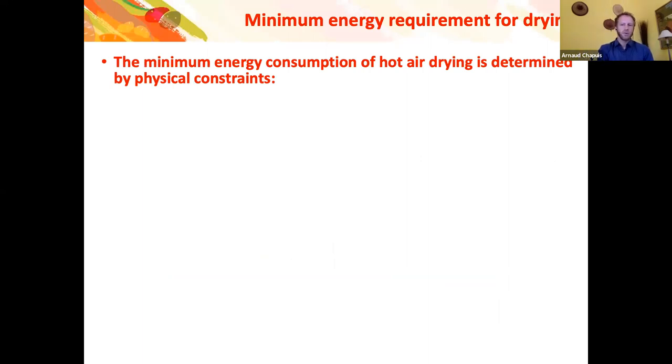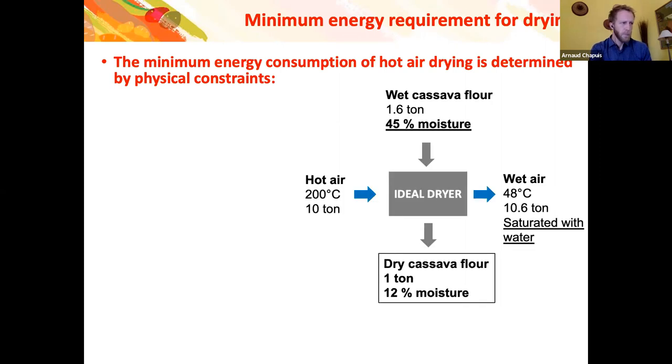Before starting on specific components of the flash drying system, I would like to present some key elements that determine the energy requirements for drying, because energy consumption in drying is determined by physical constraints. So there is always a physical minimum energy consumption. For example, if you want to get 1 ton of dried cassava product at 12% moisture content, you will need to start with wet cassava. Let's say it is at 45% moisture content, then you will need 1.6 ton of cassava at that moisture content. And to dry this, you will use hot air.